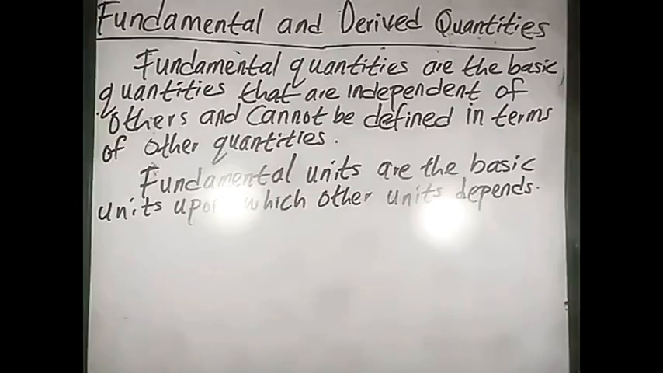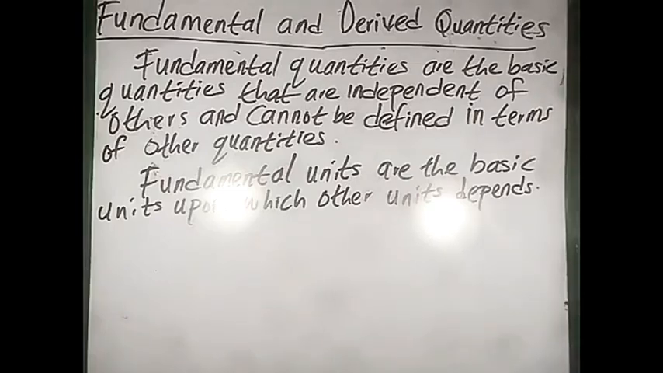Now let's move on to the definition of fundamental quantities and fundamental units. Fundamental quantities are the basic quantities that are independent of others and cannot be defined in terms of other quantities. This means they are the quantities that can stand on their own, and other quantities are derived from them. Fundamental units are the basic units on which other units depend. You should know that fundamental units are the units of fundamental quantities.